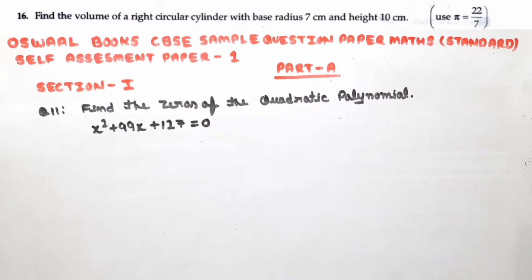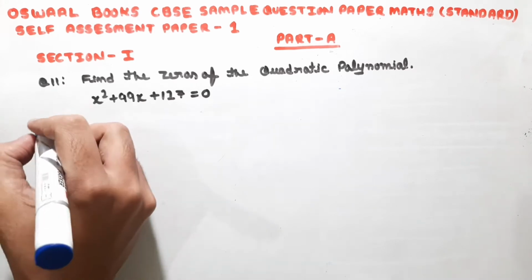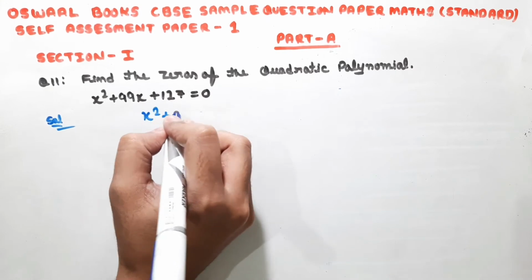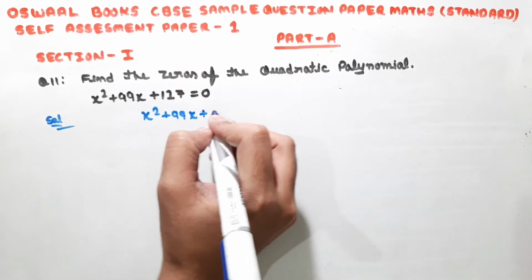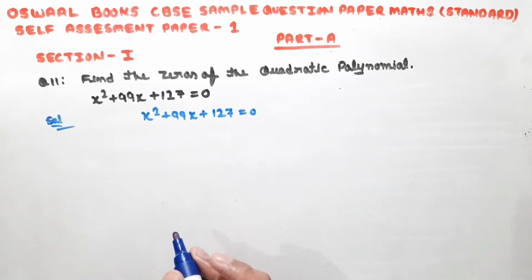Oswal book, CBSE sample question paper, Maths Standard, self assessment paper 1, Part A, Section 1, question number 11. Find the zeros of the quadratic polynomial x square plus 99x plus 127 equals 0. In this problem, we have been given a quadratic polynomial, x square plus 99x plus 127 equals 0. We have to find the zeros of this quadratic polynomial.